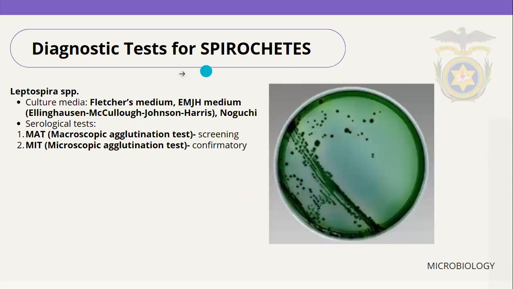So, the diagnostic test for Leptospira species. For Leptospira species, we use Fletcher's medium, EMJH medium, or the Ellinghausen-McCullough-Johnson-Harris medium, and Noguchi. For the serological tests, we use MAT, or macroscopic agglutination test, and this one is a screening test. And number two, we have MAT, or the microscopic agglutination test, and this one is the confirmatory test.